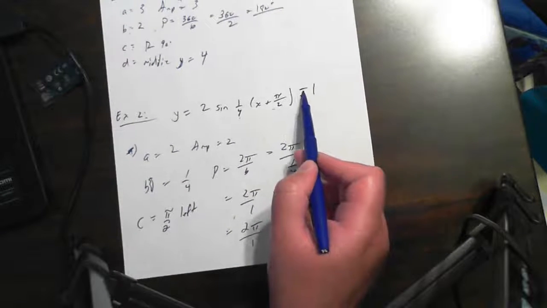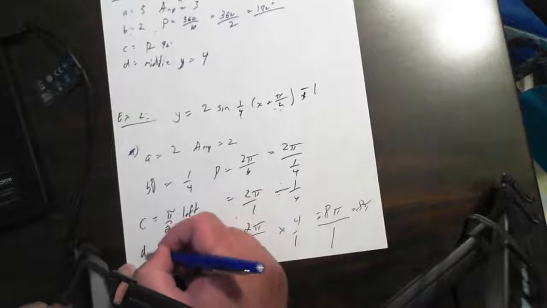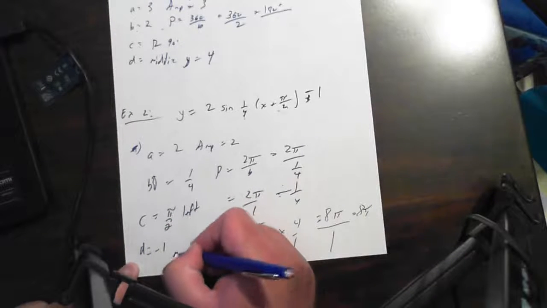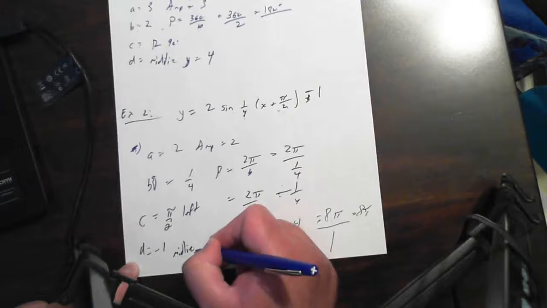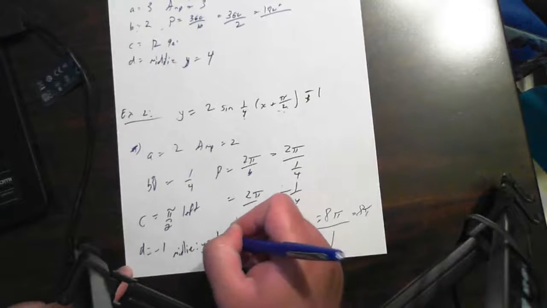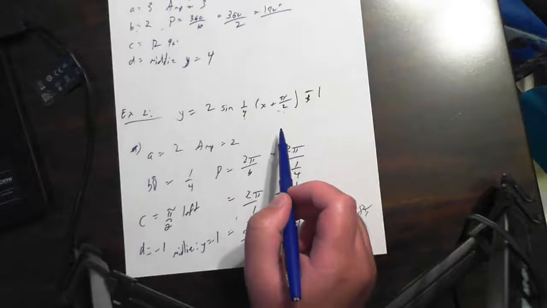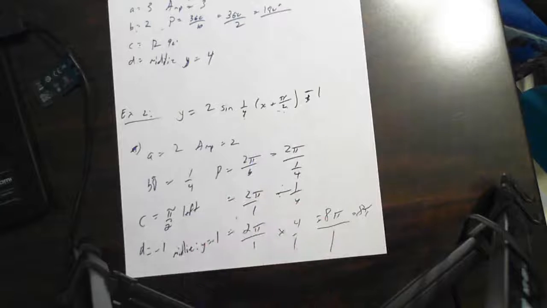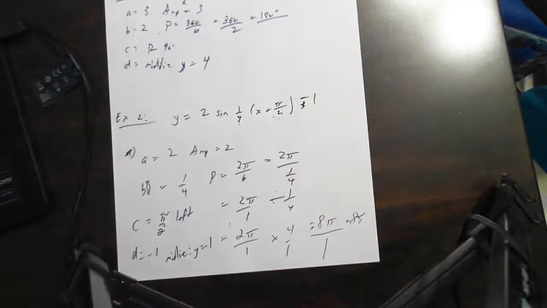This D value here, this is meant to be a minus 1. So what this actually tells me is that my midline is at y equals negative 1, or it's just shifted down 1 unit. Okay? So hopefully that helps you understand sinusoidal functions.